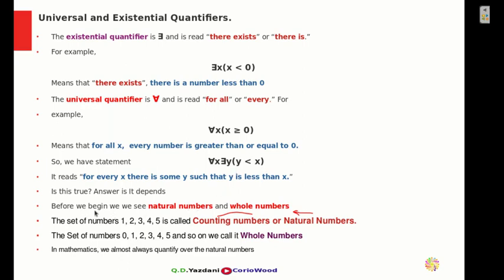Before we continue to the next slide, and in the next video we're going to see more, but before that, remember that the natural numbers are the ones you count with your fingers, and if you add 0 to the natural numbers, it becomes the whole numbers.